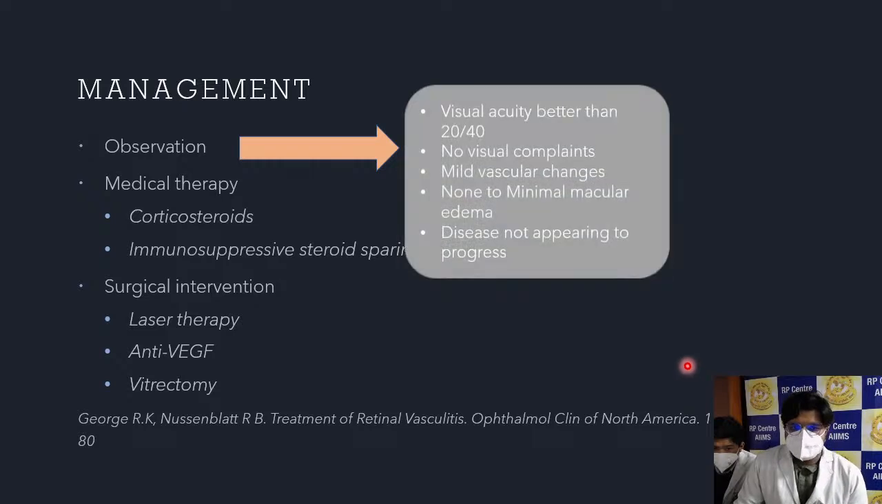So observation is done basically if visual acuity is better than 20/40, no visual complaints, mild vascular changes, none to minimal macular edema, and the disease is not appearing to progress. The other options are corticosteroids and immunosuppressors. Surgical intervention is basically laser therapy, anti-VEGF, and vitrectomy.